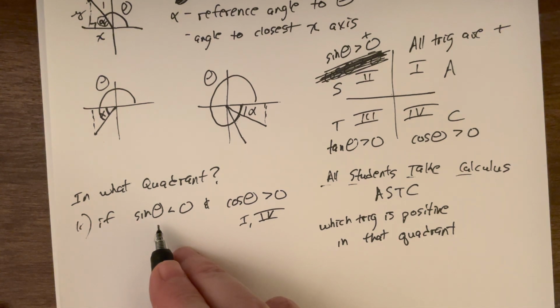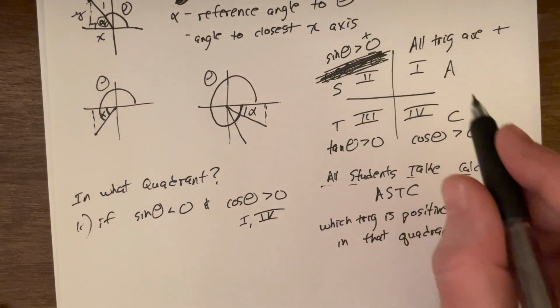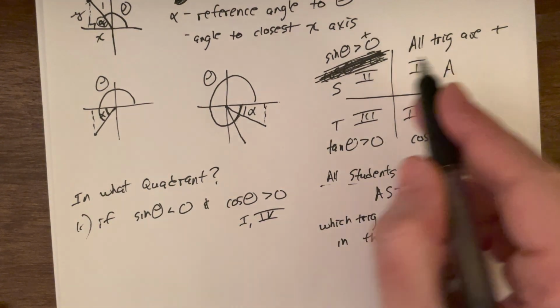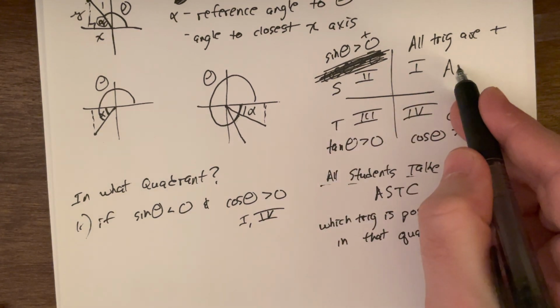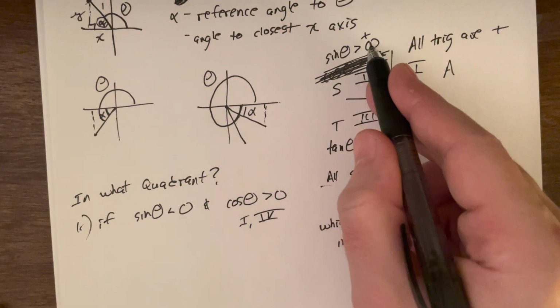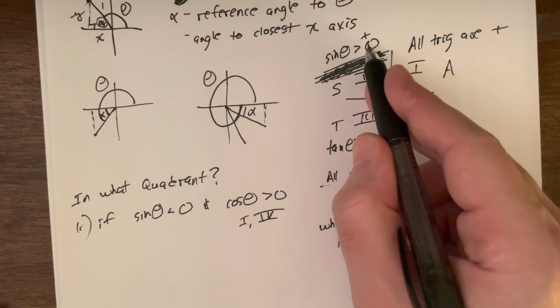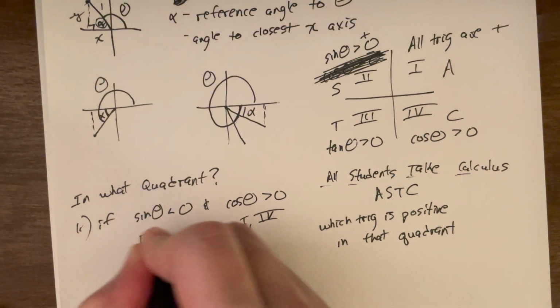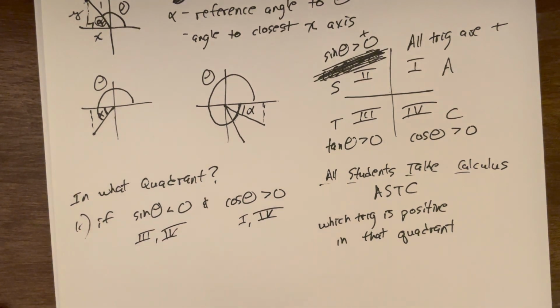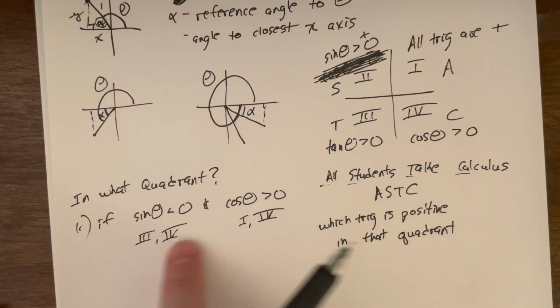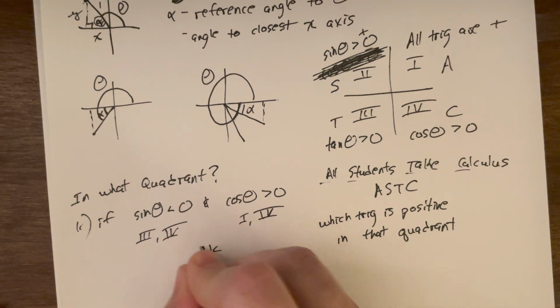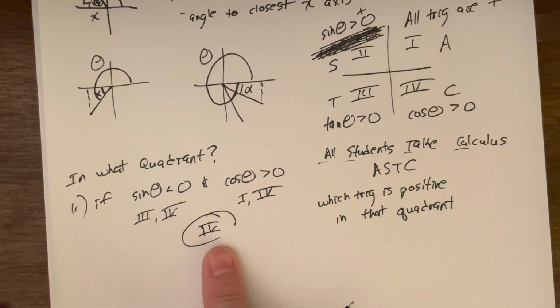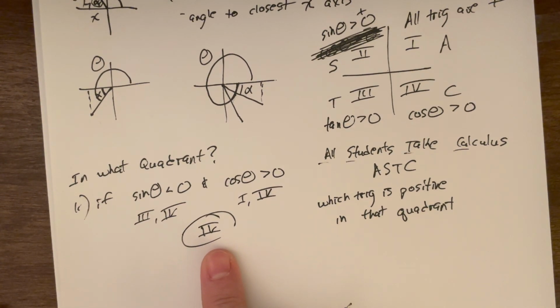Well, again, if you're using the ASTC, sine is positive in 1 and 2, right? A is still the all, and S gives me where sine is positive. But I want sine is negative, so it's the other 2. That would be quadrants 3 or 4. And the fourth quadrant works for both of these. So that's how I know we are in quadrant 4.